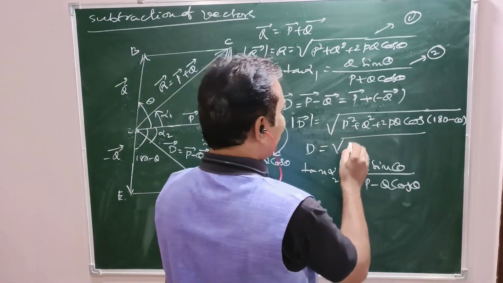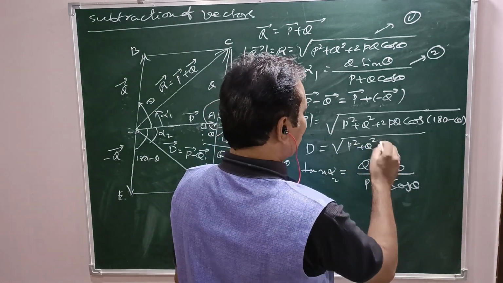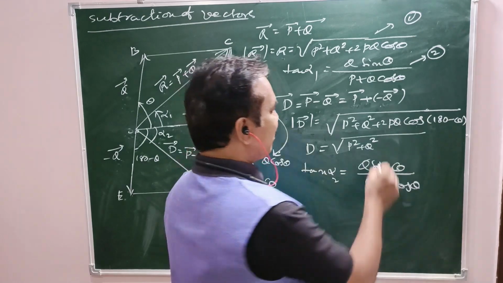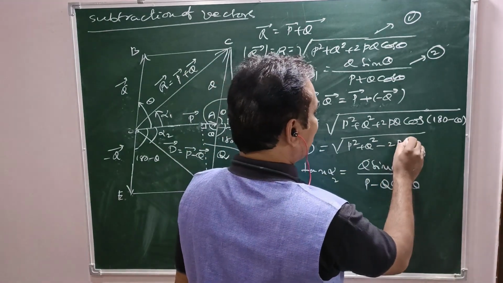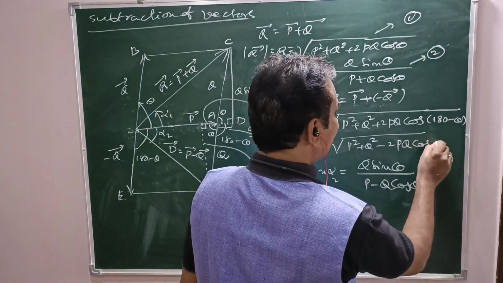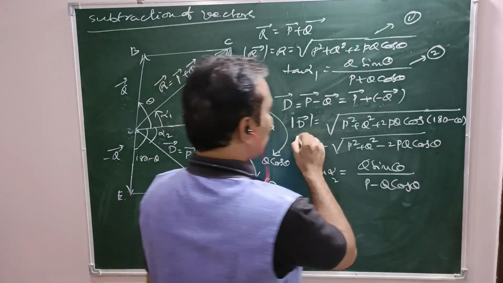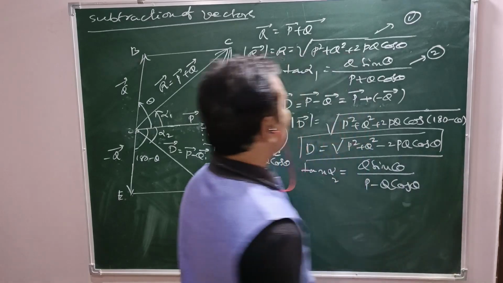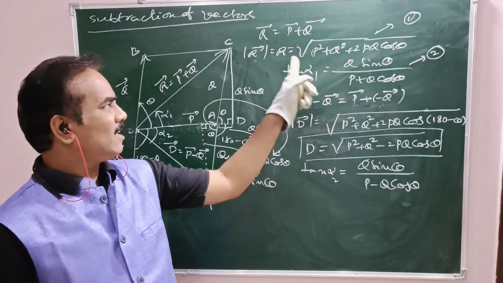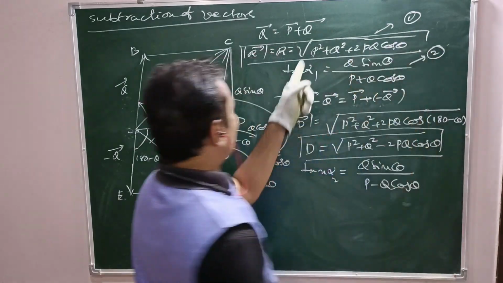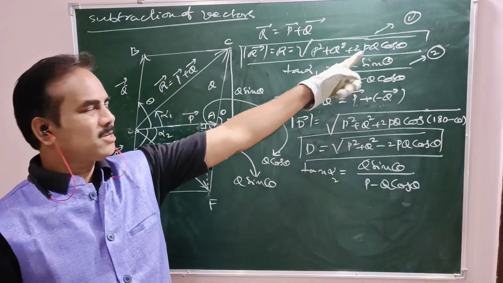That is P square plus Q square, cos 180 minus theta means minus cos theta, so minus 2PQ cos theta. So as far as the sum or resultant is concerned, R equals root over P square plus Q square plus 2PQ cos theta.